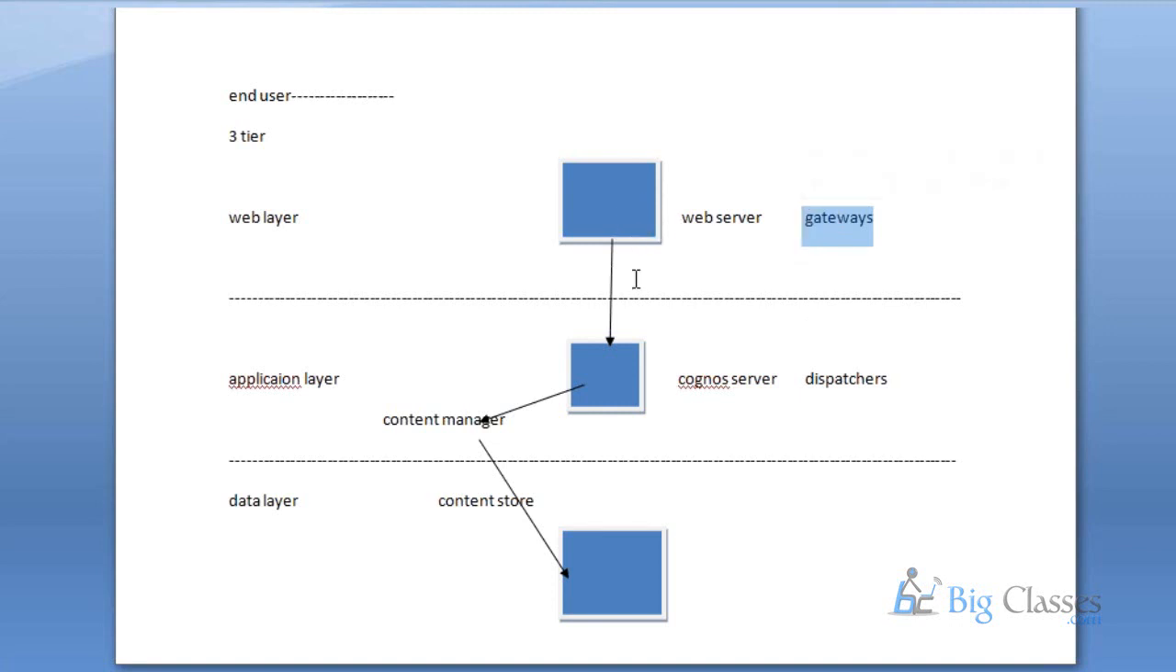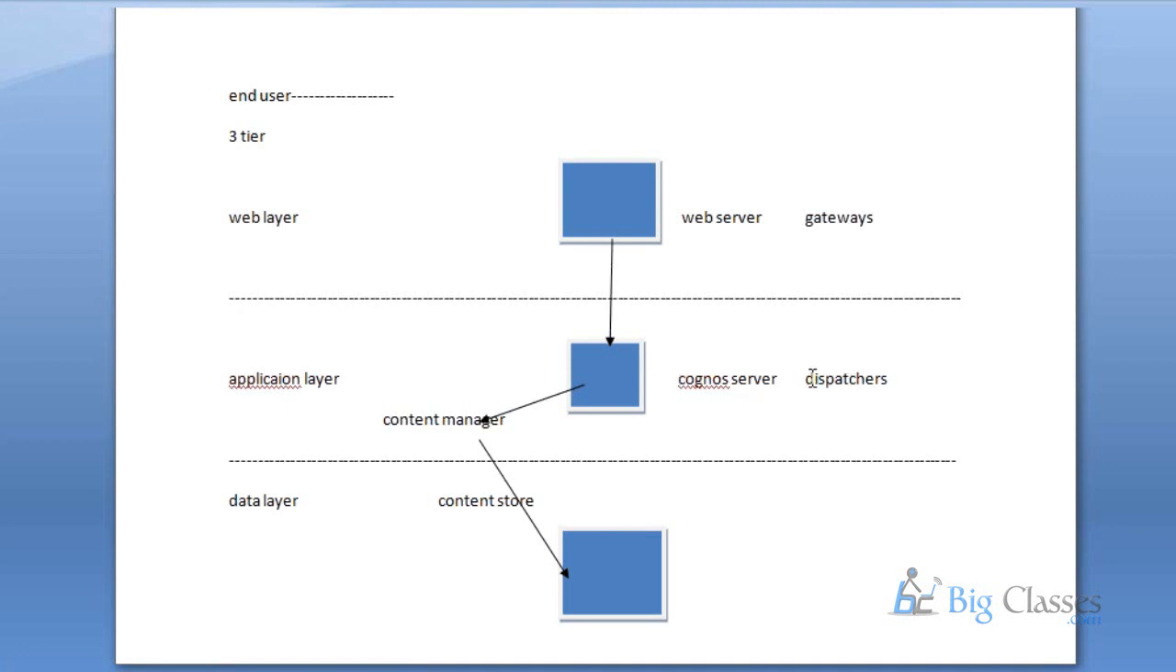The physical information moves to the Cognos server by using gateways, and here the Cognos server plays a vital role in the architecture. This Cognos server will convert that physical query to a logical query, nothing but our SQL query.